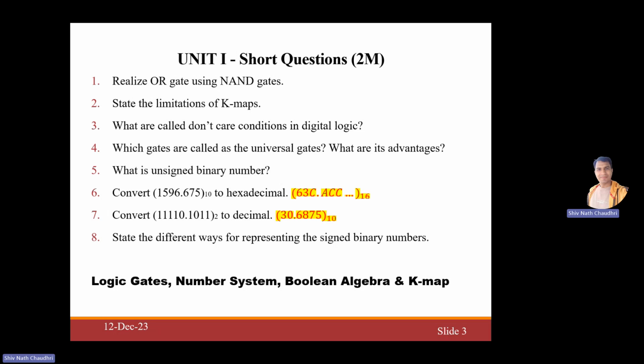So based on the pattern of these 8 questions, your important topics are logic gates, number system, Boolean algebra, and K-map. So if you want to skip a few points in Unit 1, you can skip, but these 4 topics are very important for Unit 1.